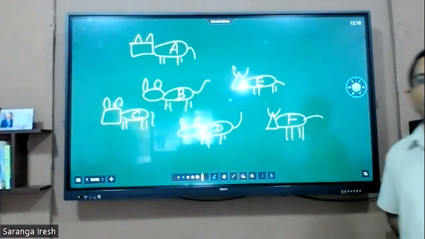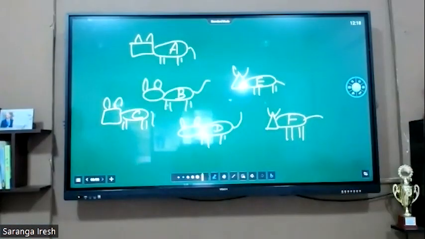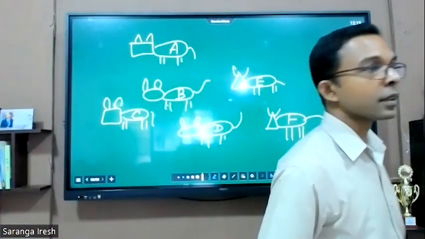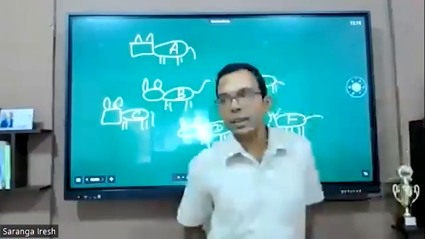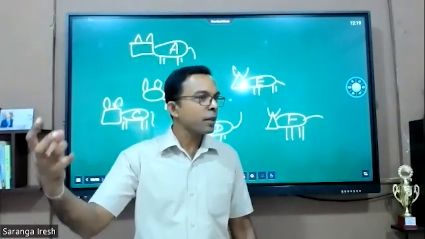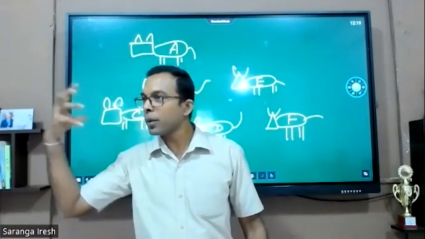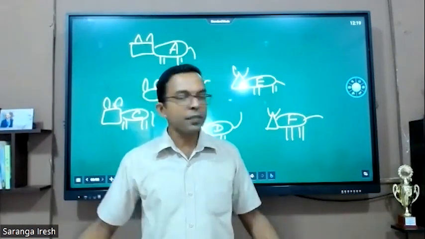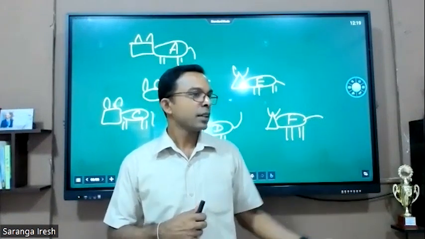This group of organisms which have common characteristic features can produce fertile offspring after reproduction. So here, when A and C mate with each other, they may produce fertile offspring. Offspring can perpetuate each other. Fertile, what is fertile? Fertile means it can reproduce and make another organism. Infertile means they cannot produce.